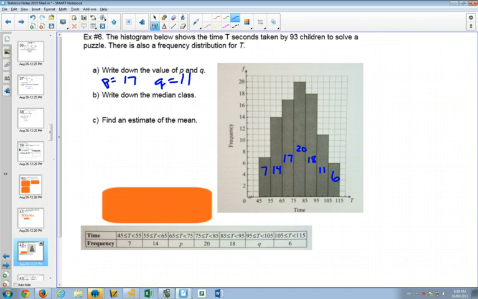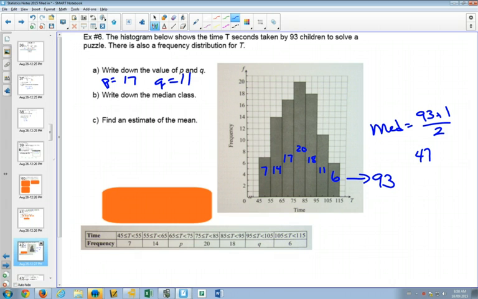Write down the median class. Well, if we quickly add up our values here, 21, 39, 59, it tells us that there's 93 in total. If you added them up, you'd get 93 as well. What's our middle value? Well, our median would be, add 1 to that and divide by 2. 94 divided by 2 is 47. Where does 47 happen? Well, we're at 7, then 14 makes 21, then 17 makes 38, then 20 makes 48.